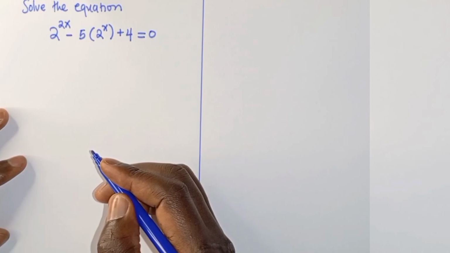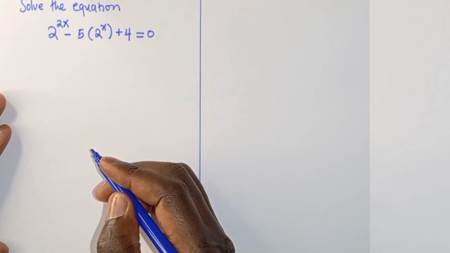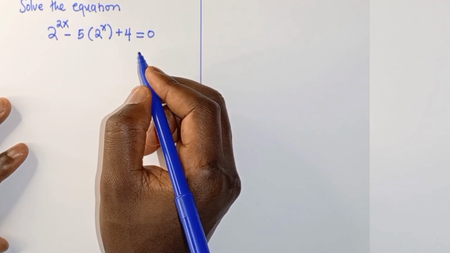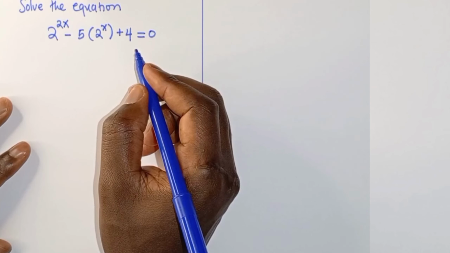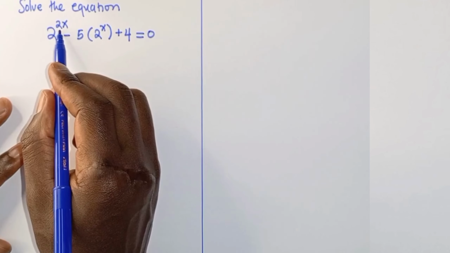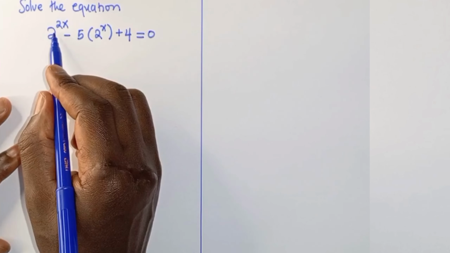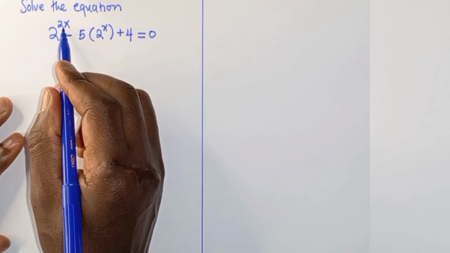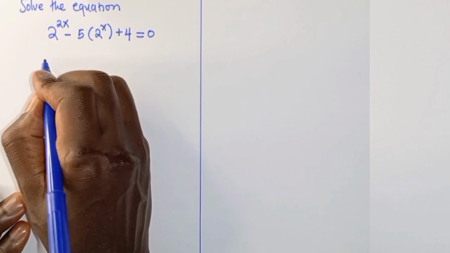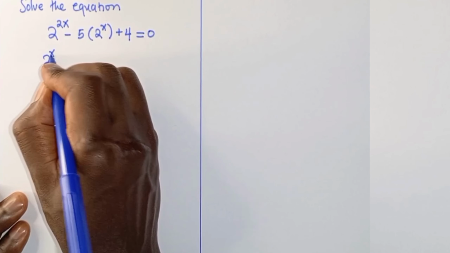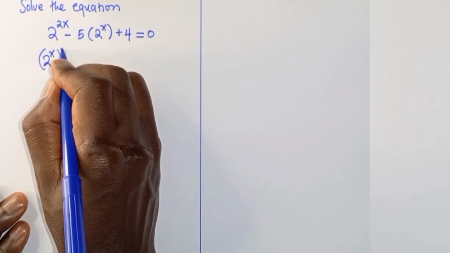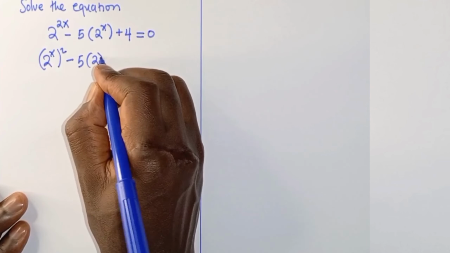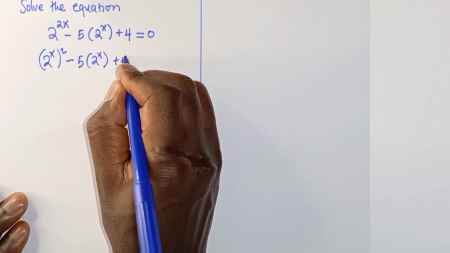Now, to solve such an equation, we have to identify something that's very important, and that is the first item, that is 2 to power 2x. Now, we are going to write it in such a way that it has to be similar to 2 power x. So we come and say this is (2 power x), everything squared, minus 5 into 2 power x plus 4 is equal to 0.